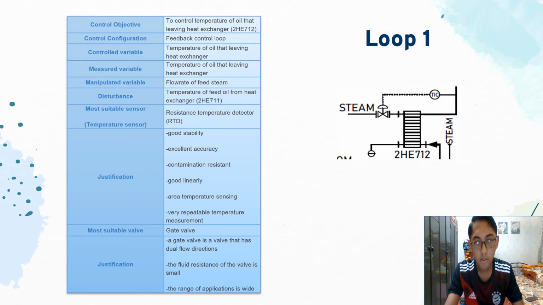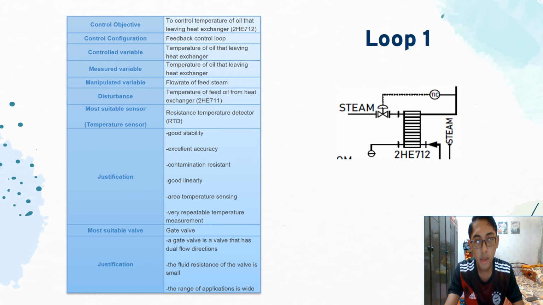I will start with the first loop, as shown in the figure. As we can see, the control objective for this loop is to control the temperature of oil leaving the heat exchanger. The control configuration for this loop is a feedback control loop.